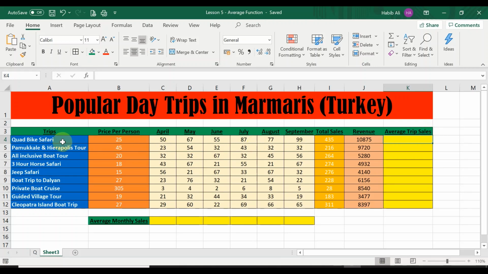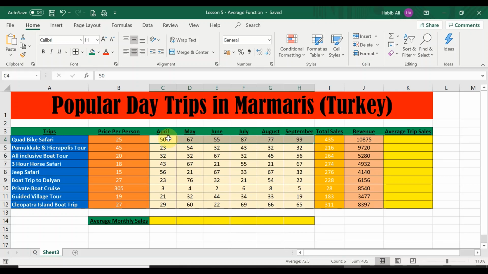So for example, we need to know what was the average sale for the quad bike safari, i.e. what we are trying to do is work out, okay, all these sales we made across from April all the way to September, but we want to know what is the average sales. Now, if you do not know the meaning of average, in mathematical terms, we also refer to the word average as finding the mean of a range of numbers.